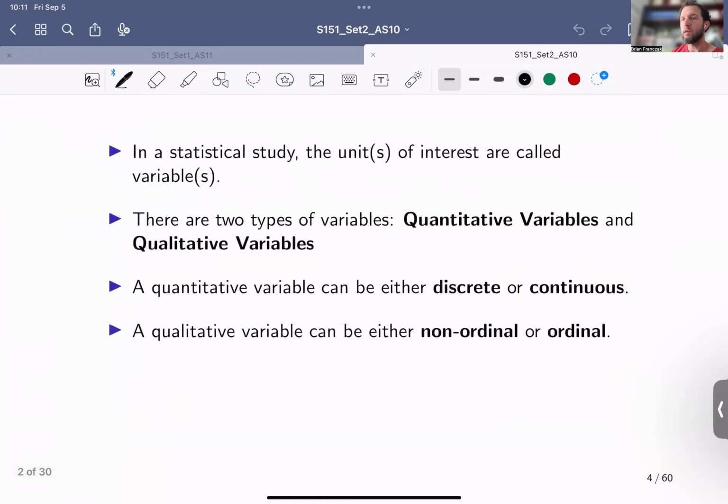Okay, so generally speaking, there are two types of variables, quantitative variables and qualitative variables. Quantitative variables are simply numbers or values. Qualitative variables are labels or categories. For example, a data set that has an apple, an orange, and a pear in it would be qualitative. A data set that has 6 numbers in it would be quantitative. Quantitative variables can be either discrete or continuous. Qualitative variables can be either non-ordinal or ordinal.